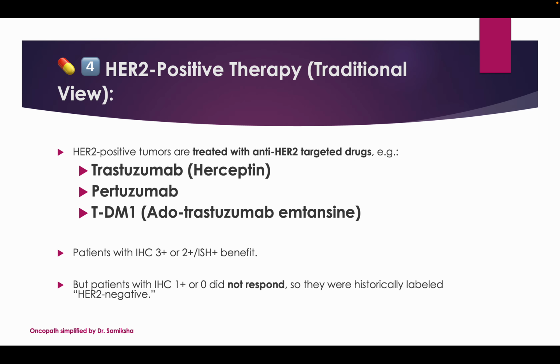The patients who will benefit from this therapy are those who on IHC are showing a 3+ expression, or if equivocal, but on in situ hybridization they are showing a positive gene amplification. So that is HER2 positive tumors. These tumors benefit more from this anti-HER2 targeted therapy, right?